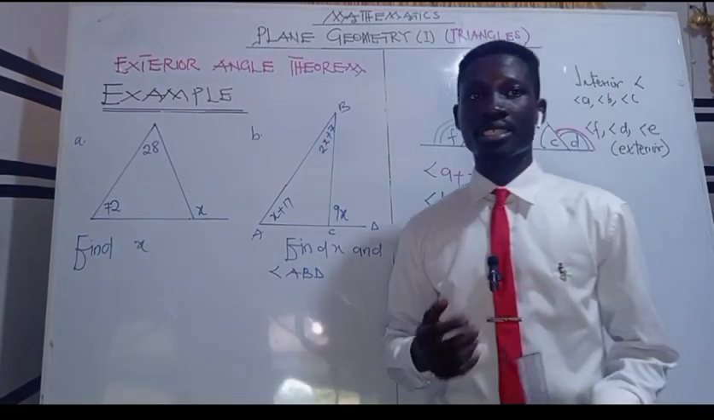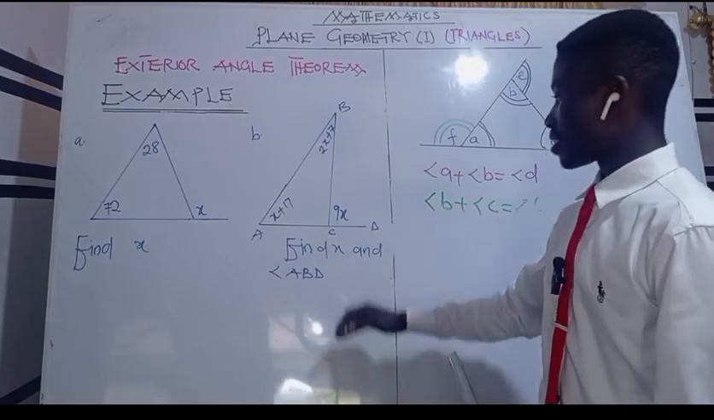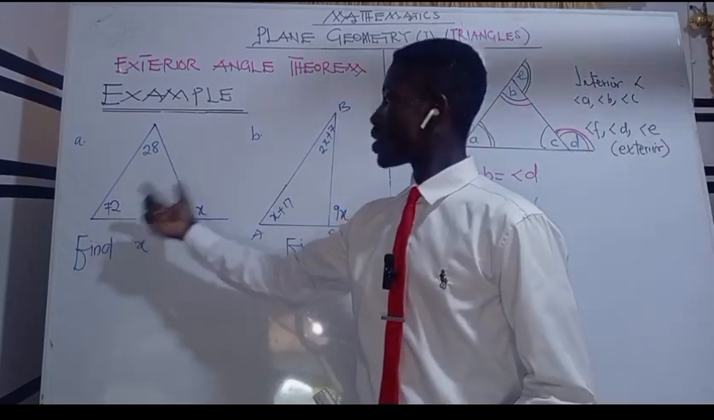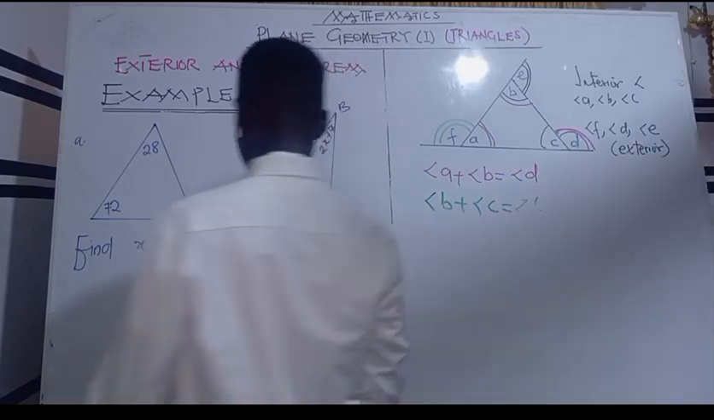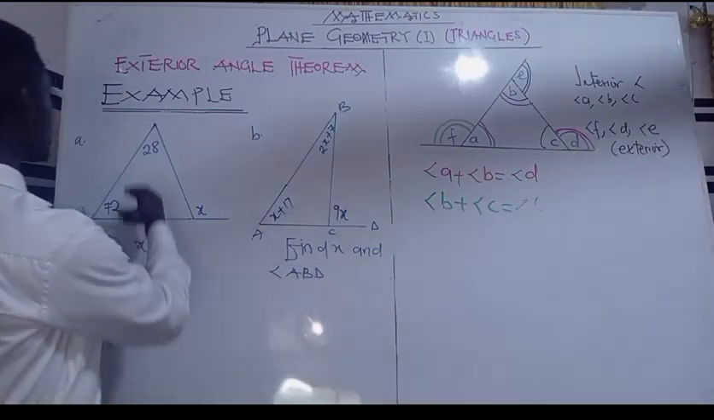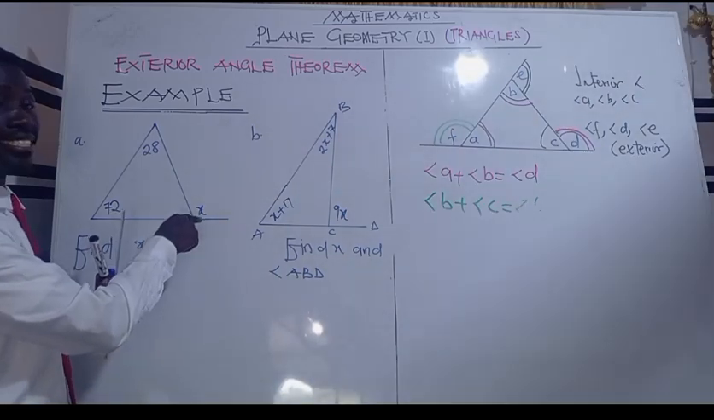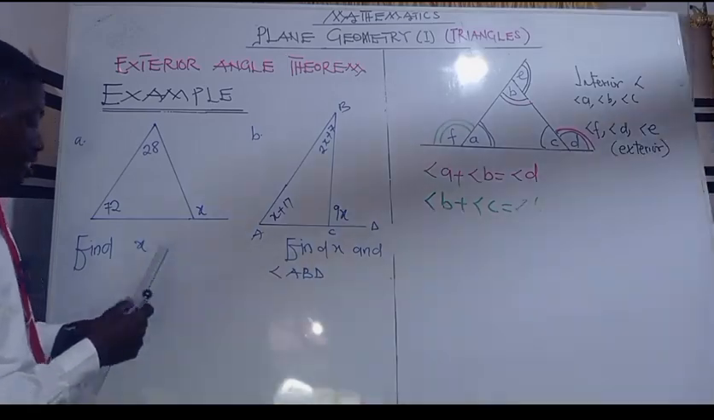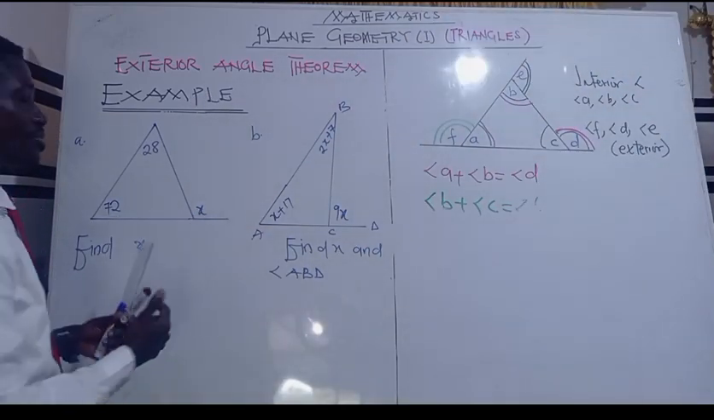So we have our example, and we have to find the value of x and then angle ABD. So from this very question, we have to find the value of x. Now, realize that this is a triangle with an exterior angle where the x is. Good. So we can apply the exterior angle theorem to find the value of x.